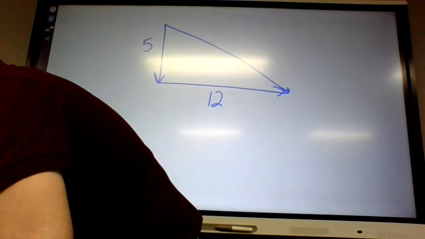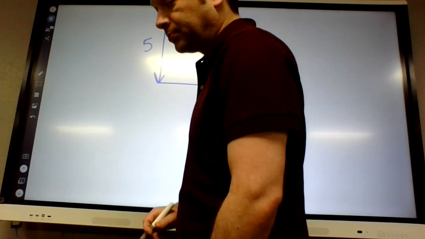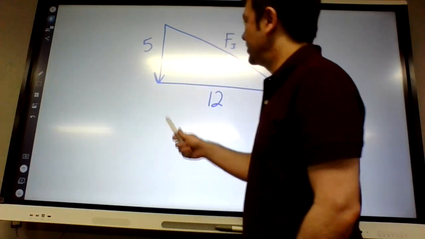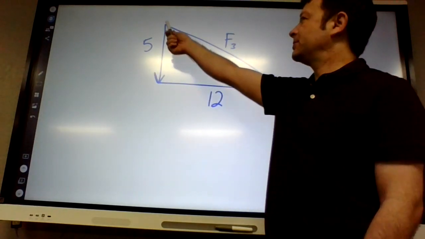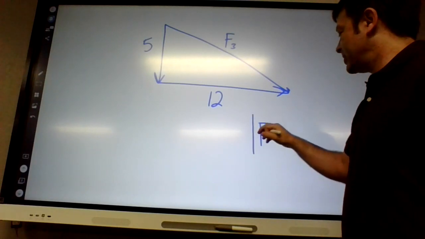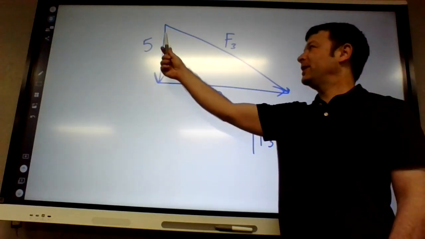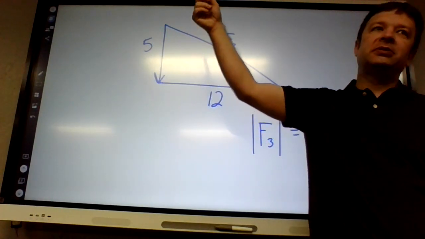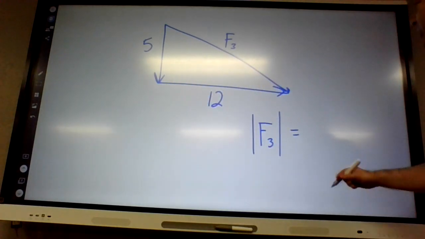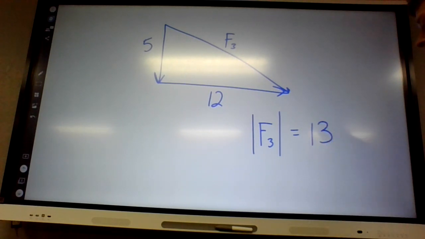All right. Do you guys remember what magnitude meant? Yeah, basically the length of that vector. When you add two vectors together, the resultant vector would just be that one. Magnitude is usually represented by absolute values, and it's the length. How would we find the magnitude? Pythagorean theorem: 5 squared plus 12 squared equals x squared, and you guys remember the 5, 12, 13 triangle?